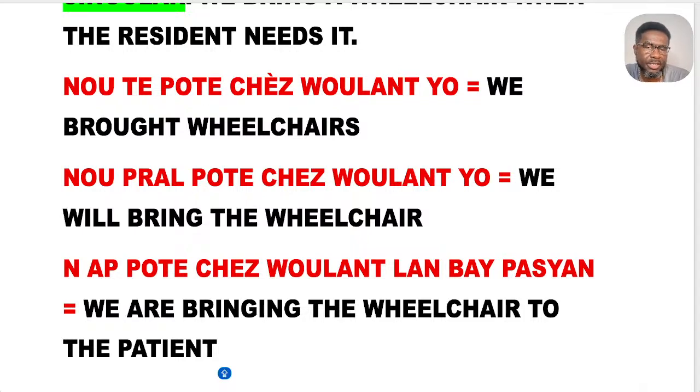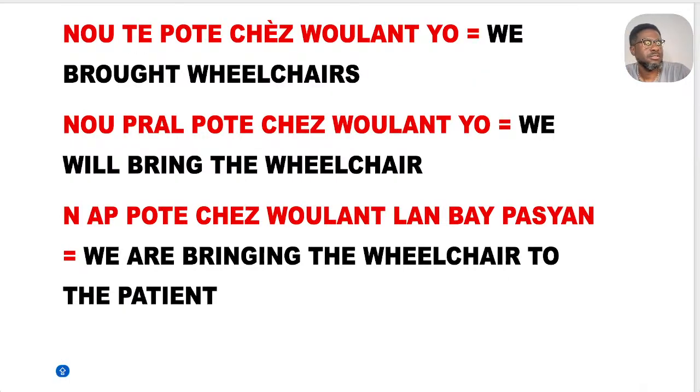On va besoin mettre for the patient là. Okay? C'est to the patient. We are bringing the wheelchair to the patient and not we are bringing the wheelchair for the patient. Okay? Li plus approprié to. We are bringing the wheelchair to the patient. To the patient. N'a pote l'aller en direction patient pour lui.